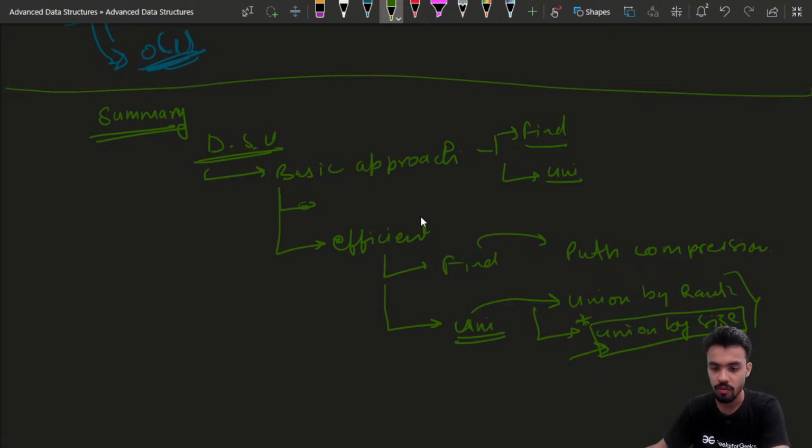So this is what we have implemented. We have implemented union by using this strategy, union by size, and then we have implemented the find by path compression. So this is what we have done in this lecture.